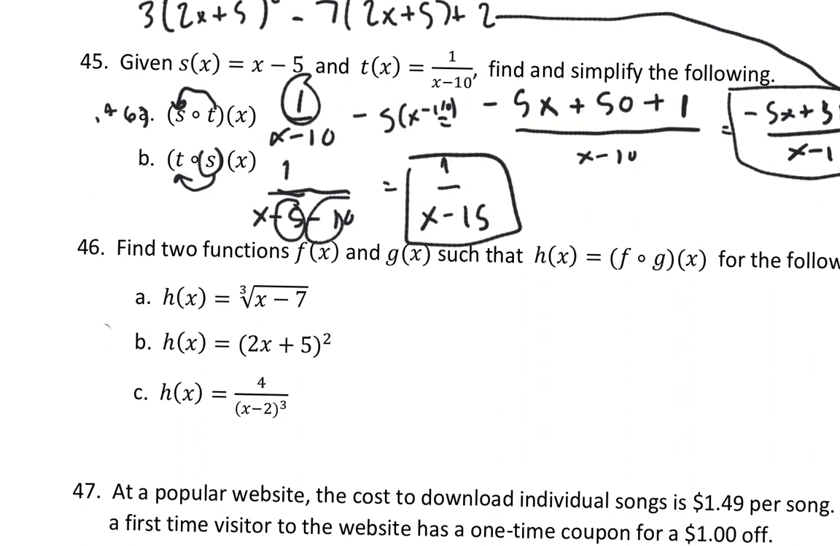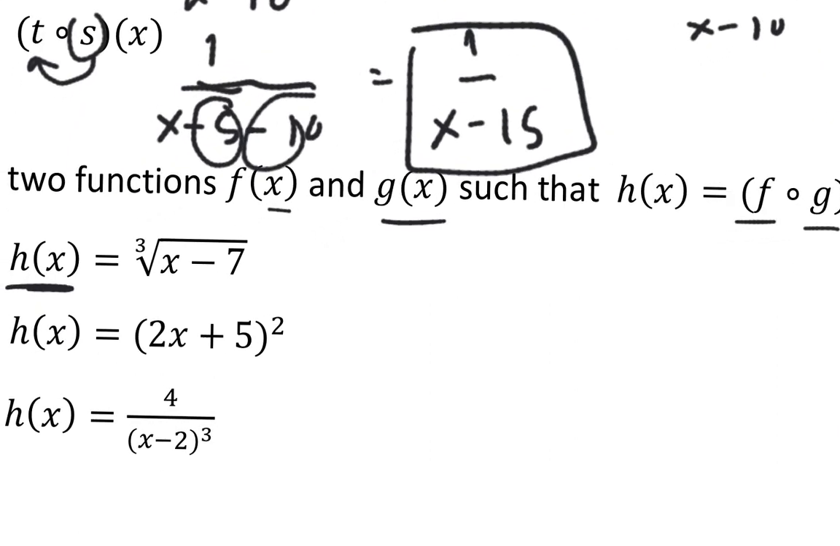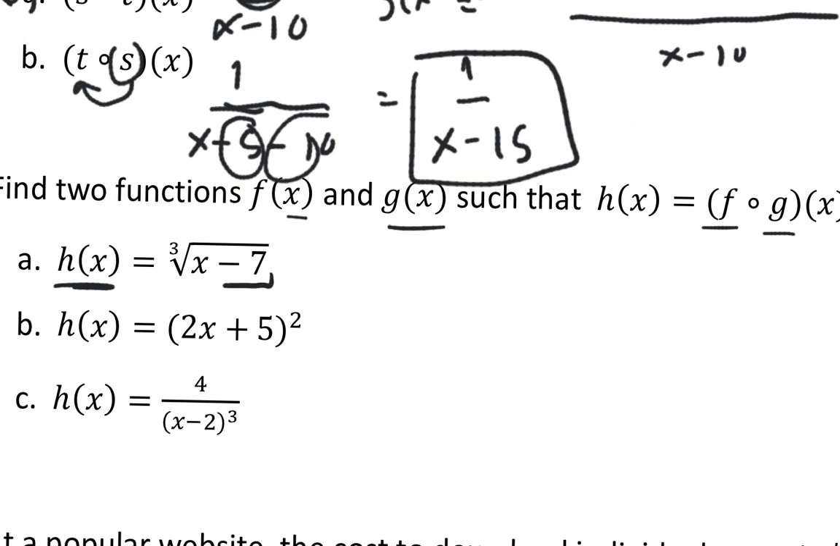Okay, so now for number 46, what we're going to be doing is taking this h of x function and splitting that into two different functions such that the composition is equal to h of x. So basically what we're doing is finding an inside function and an outside function. So for h of x, I notice I have two things going on here. First I have x minus 7, and I have something else that we're taking the cube root of.